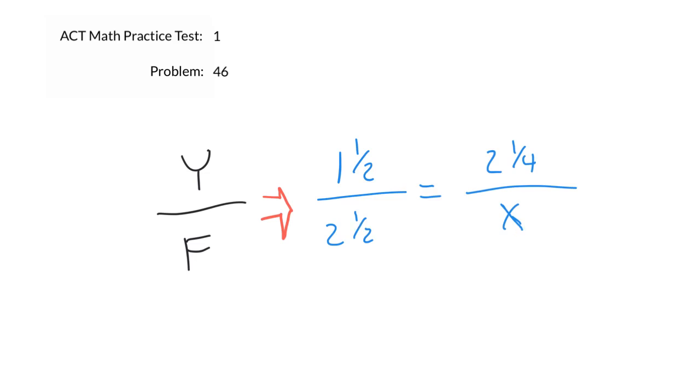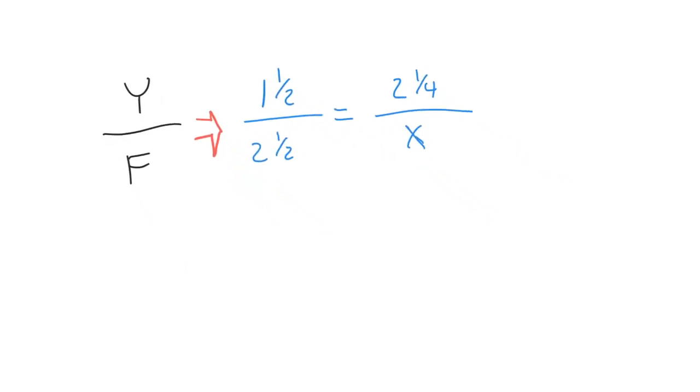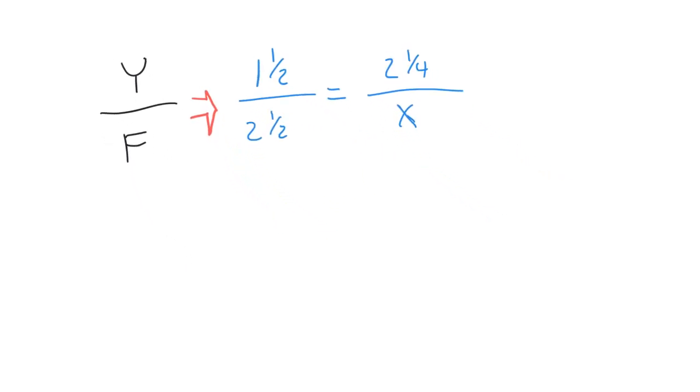Well, at this point, maybe convert either the mixed numbers to improper fractions, or if you don't like improper fractions within fractions, you could always convert it to decimals. I'm actually going to say let's convert it to decimals, even though that's kind of weird too, to be honest.